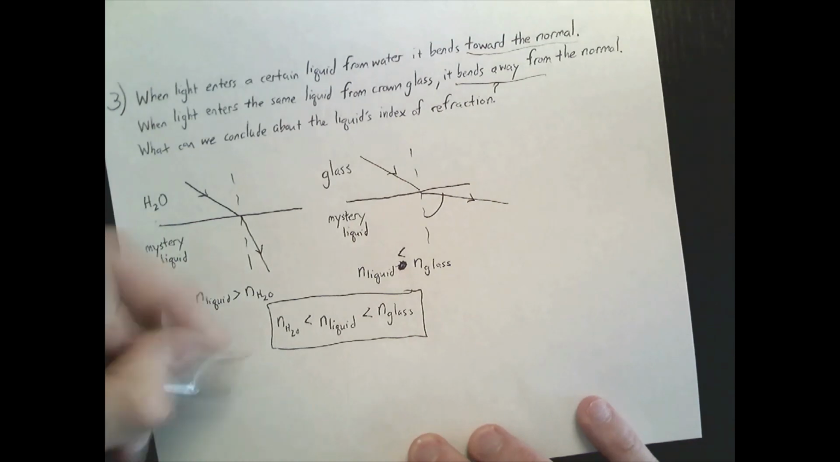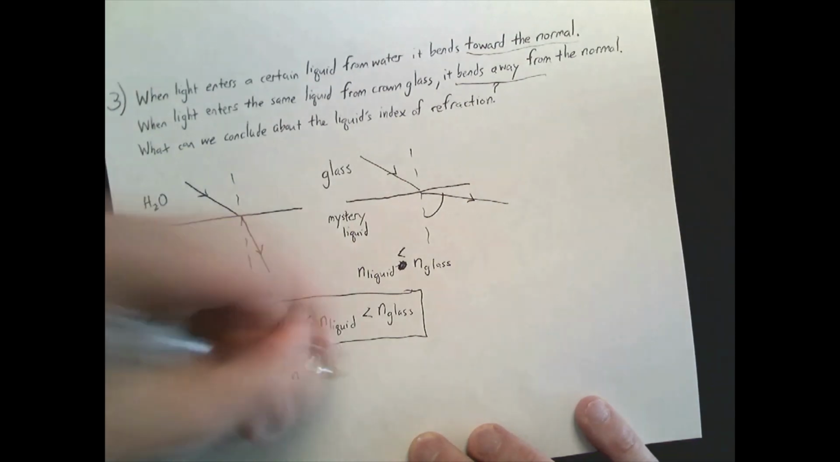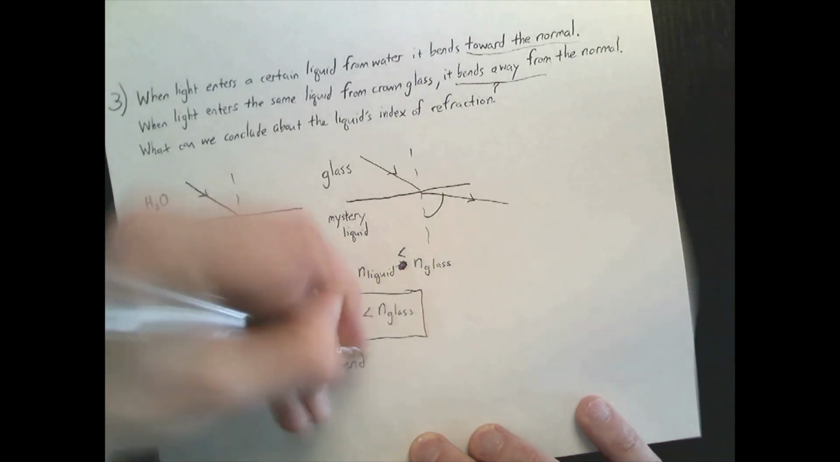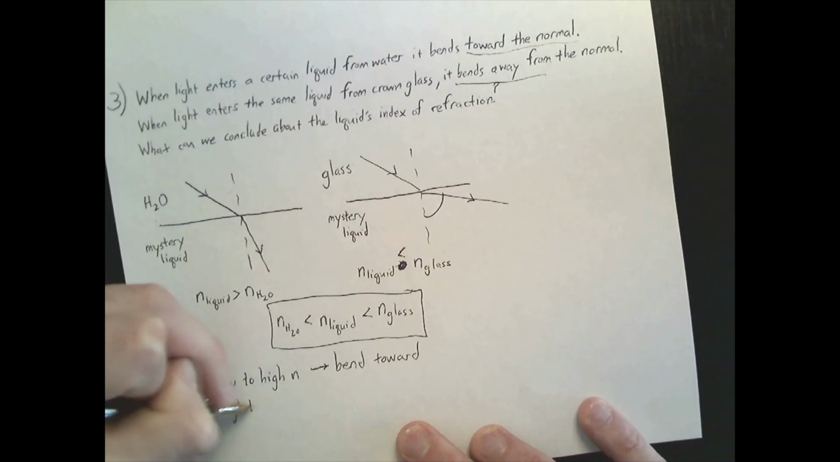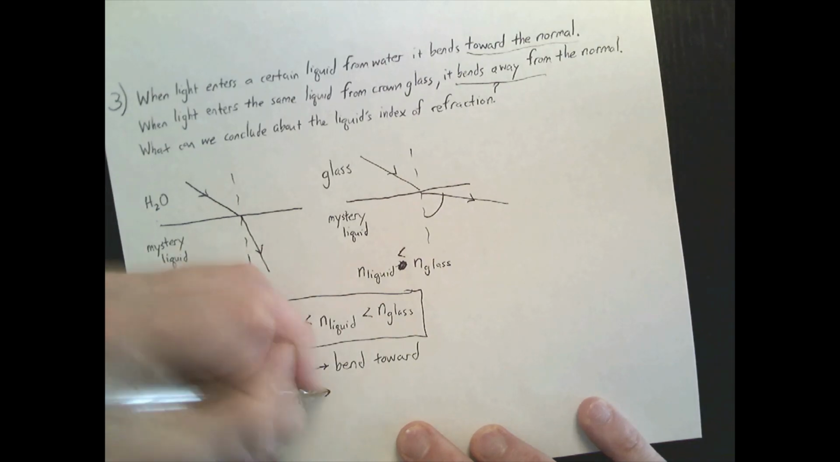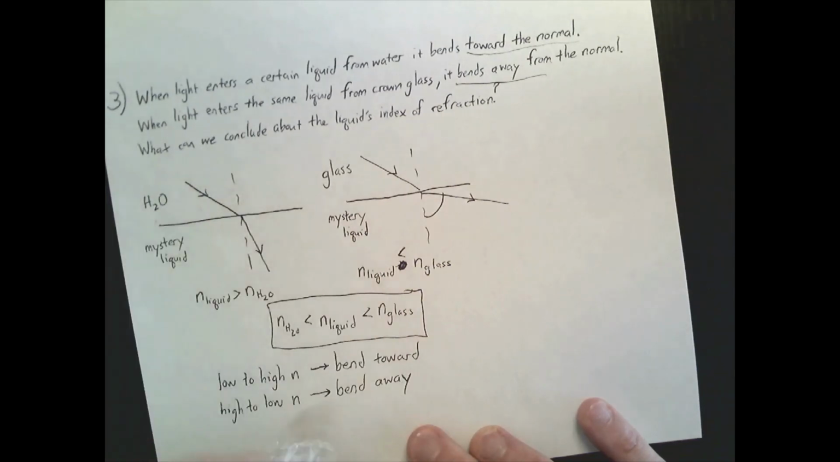So in summary, low to high N, we bend toward the normal. If we go high to low N, we bend away from the normal. The light is free because it's no longer oppressed in the lower N.